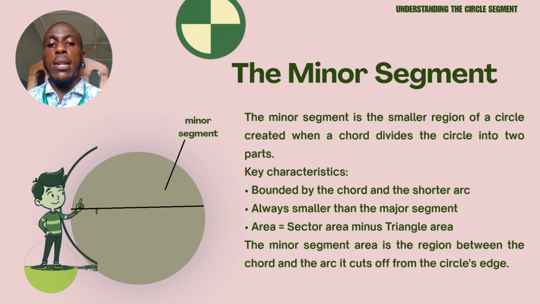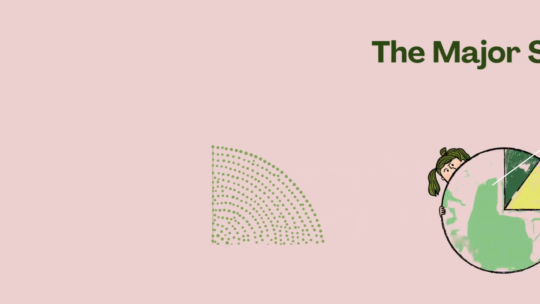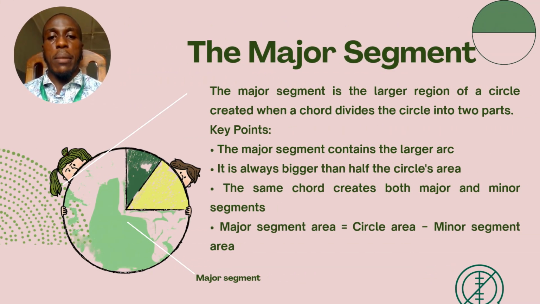So the next page will be telling us how we can also know about the major segments. So now this is a major segment. How can you know that this is a major segment? The major segment is a larger region of a circle created when a chord divides the circle into two parts. You can see that a major segment is different from the minor segment. Why is it different? Because it's the larger region of the circle.